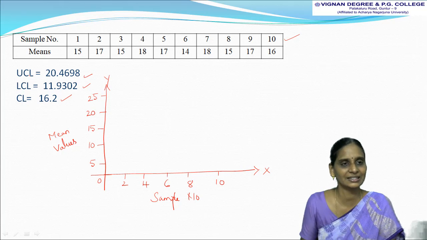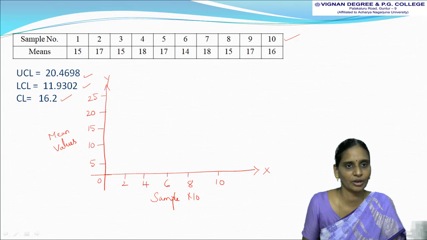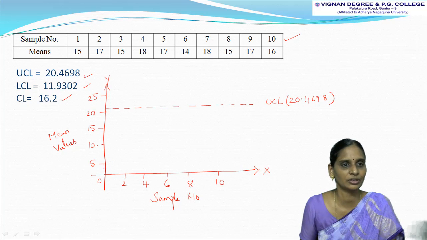So first one is the upper control limit value, which is 20.46, 20.47. So here the point value is here. Here we have to draw a horizontal dotted line. So this is the upper control limit. So this value is 20.4698, and the lower control limit value is 11.93.